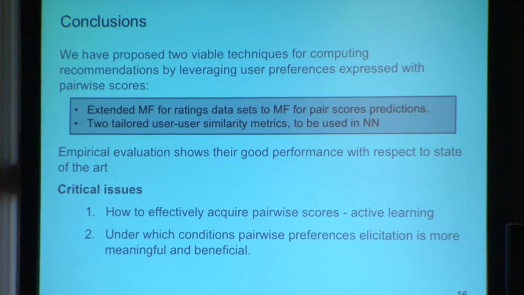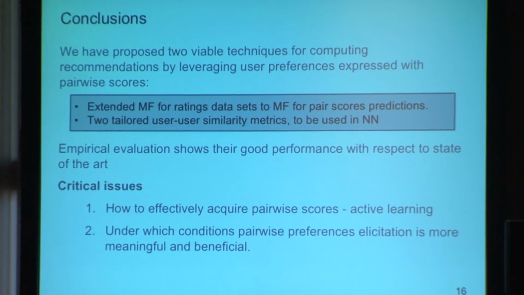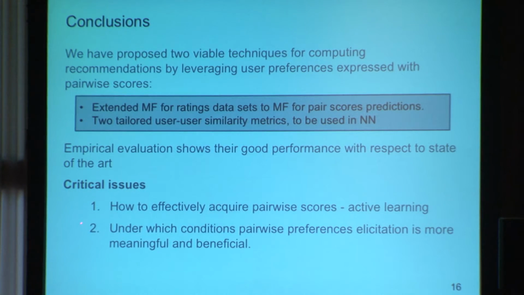In our conclusion, we proposed 2 approaches, and there are some critical issues here. The first one is how to effectively form the pairs for pairwise preference elicitation, so that the pairs are comparable, for example using active learning strategies. And we are trying to understand when and where pairwise preference elicitation could be beneficial. Is there a place where you can use pairwise preferences and effectively learn user preferences?